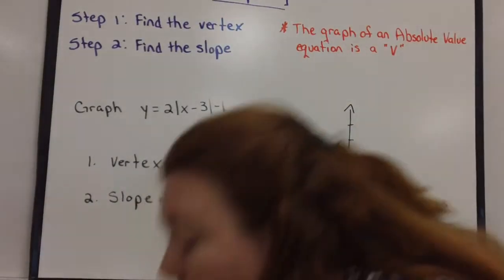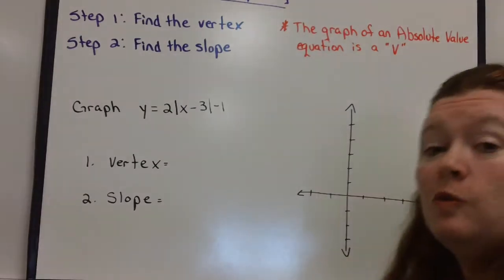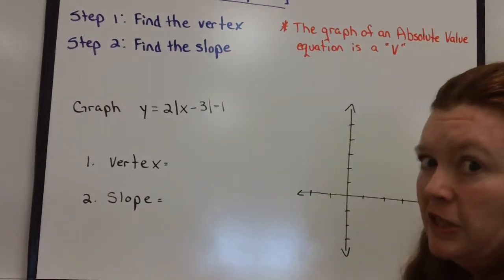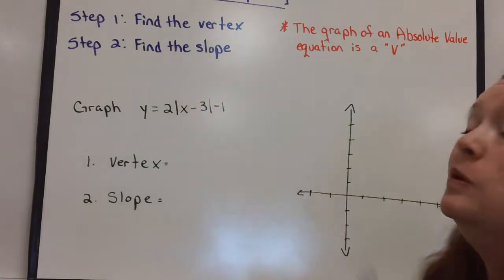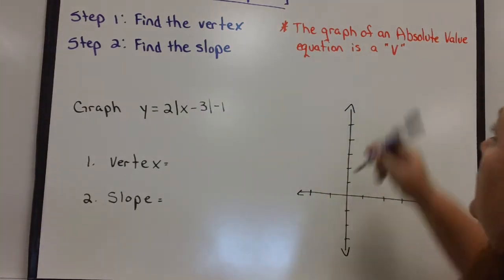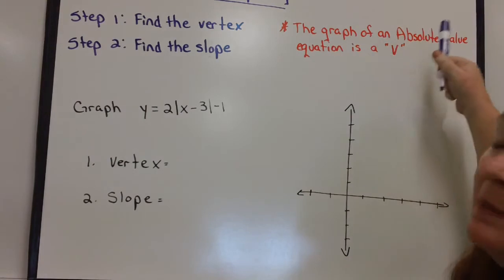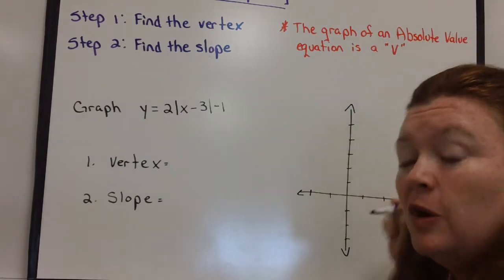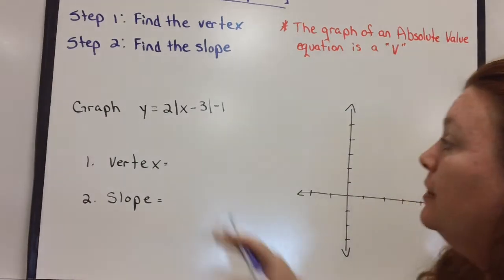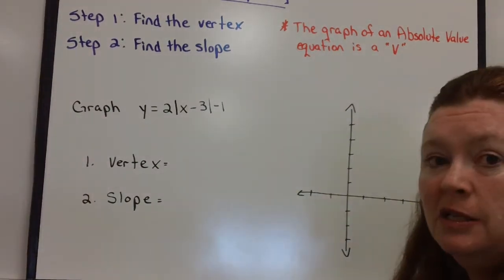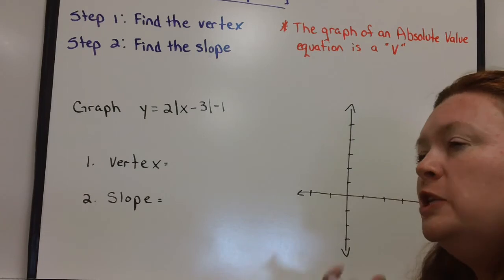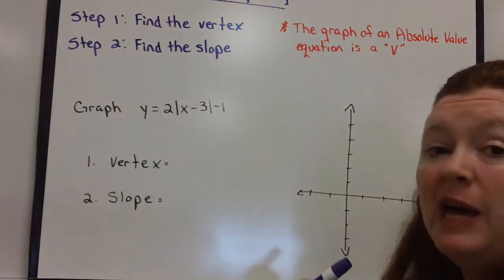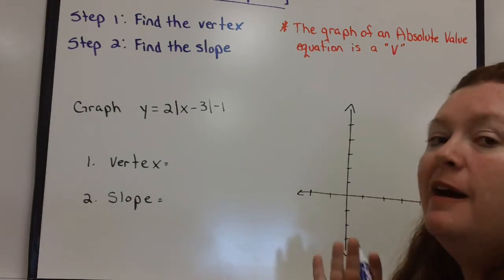So, I might need to graph an equation. Step 1 is find the vertex. We just learned how to do that. Step 2, find the slope. Notice over here, the graph of an absolute value is a V. So you have to keep that in mind, that when you see an equation, you have to know what shape am I expecting to graph. As soon as I see an absolute value, I know I'm graphing a V.